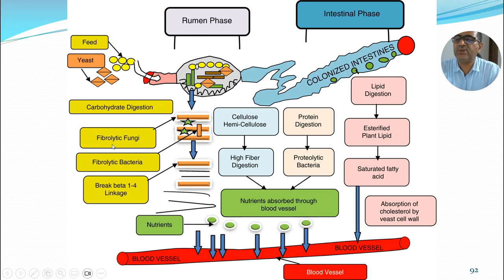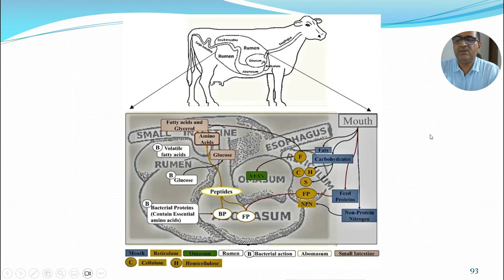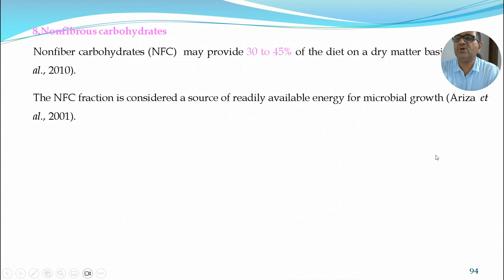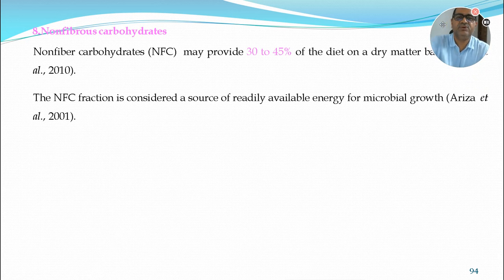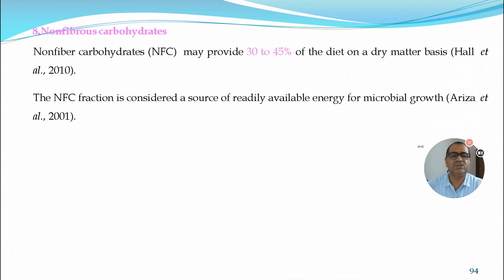Then fibrolytic fungi and fibrolytic bacteria break down the beta linkages that are present. Then the volatile fatty acids are the sources of glucose. Then bacterial proteins are produced, then peptides, then esophagus, then mouth. Non-fibrous carbohydrates may account for 40 to 45%, especially in the case of the diet.